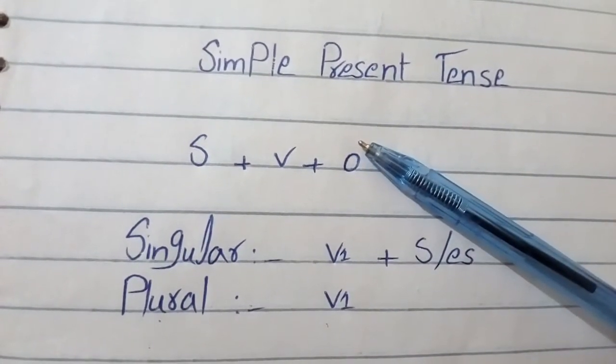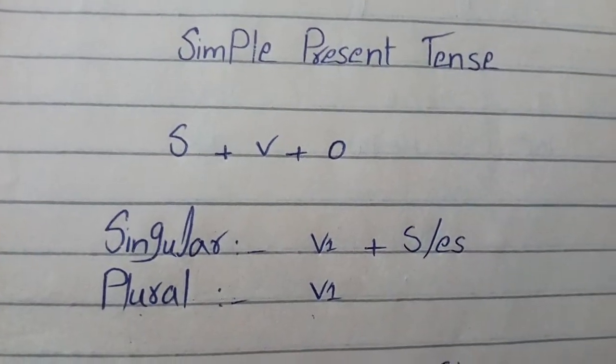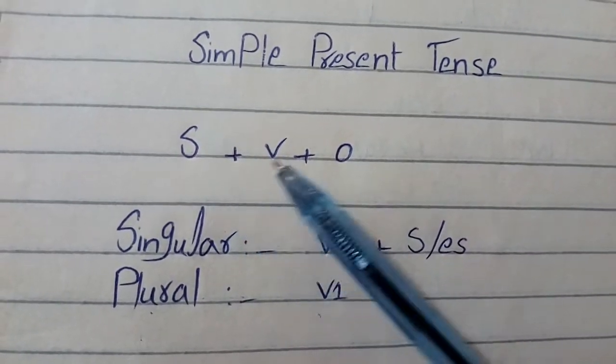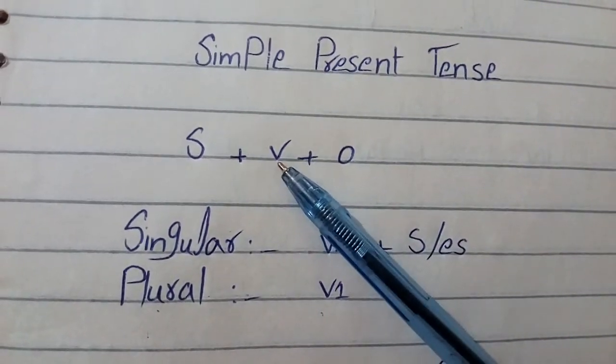In the previous lesson, I introduced the simple present tense and also discussed the structure: subject, verb and object. I am repeating now. What is the subject? Subject is a person or a thing that is being discussed or described. Verb is an action that takes place. Object is the one who receives the action.